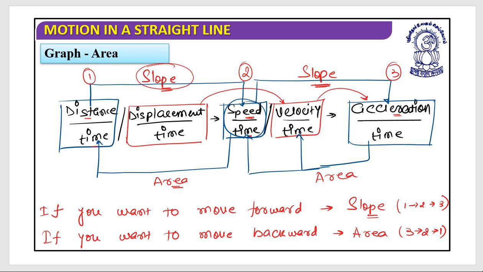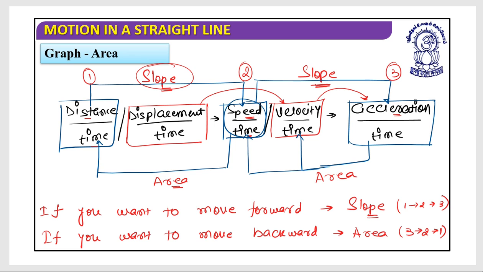Suppose, close your eyes and just assume that on the very first stage it is distance versus time or displacement versus time. On the second, it is speed versus time or velocity versus time. And on the third, it would be acceleration versus time. Let's say you have been given a graph of acceleration versus time, and you need to find out the velocity versus time.